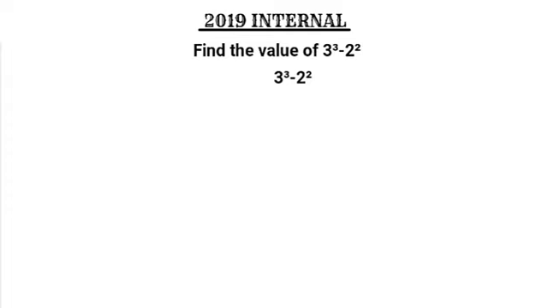So the next step we need to do is expand these indices. We're going to expand 3 raised to the power 3, which means that we need to multiply 3 by itself 3 times. So we're going to expand it like this. It's going to be 3 by 3 by 3. Then we say minus, then we expand 2 raised to the power 2, which means that we need to multiply 2 by itself twice. So it's going to be like that.